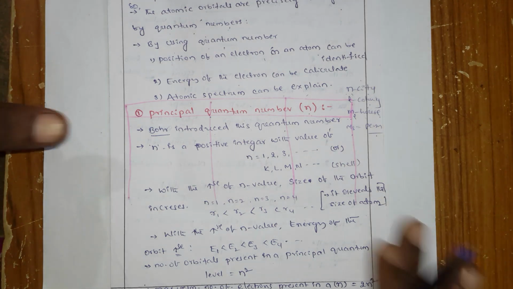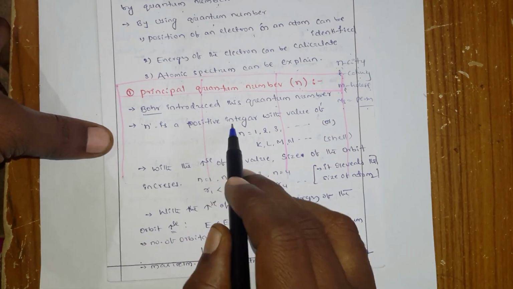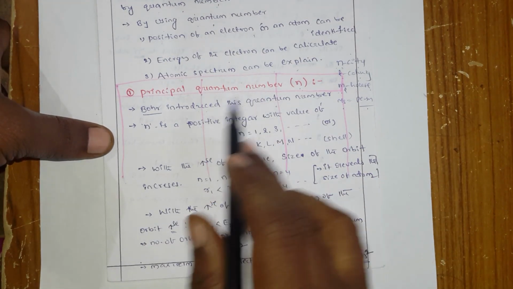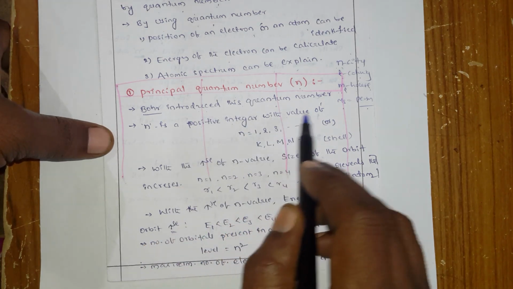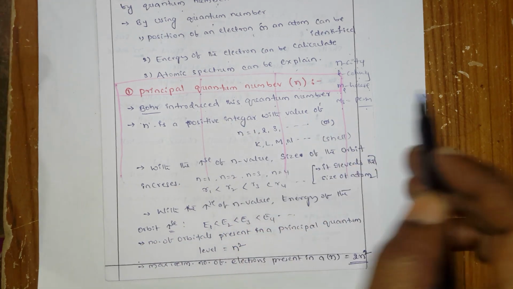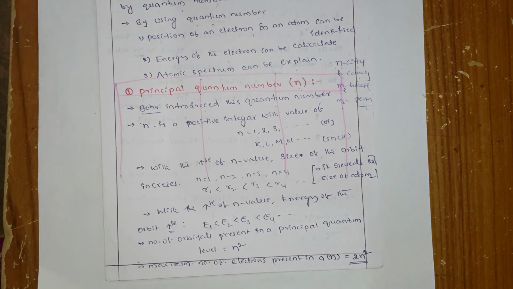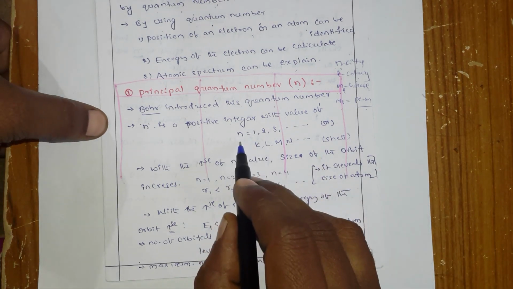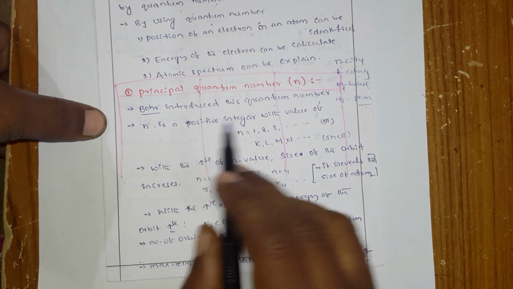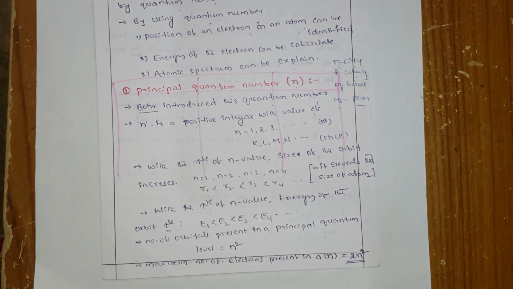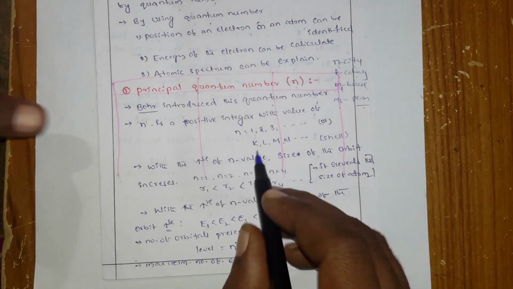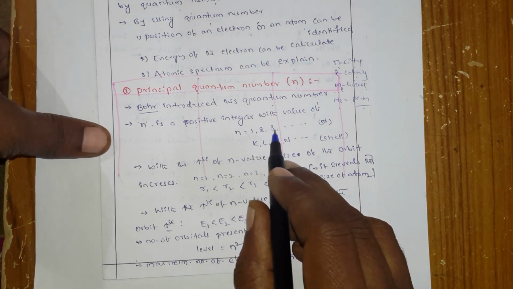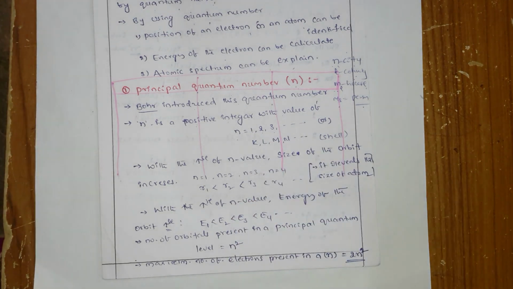So n is a positive integer. The principal quantum number is always a positive integer with the value of 1, 2, 3, 4, 5, 6, and so on. It cannot be zero. 1, 2, 3, and so on. Generally it also gives the information about the shell. So first shell, second shell, third shell, like first state, second state, third state.